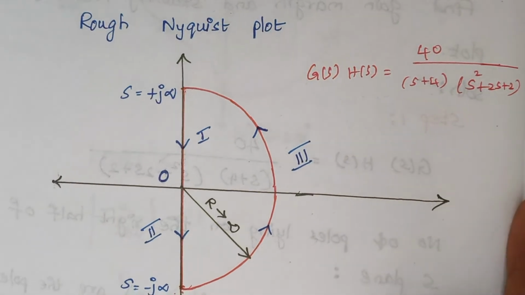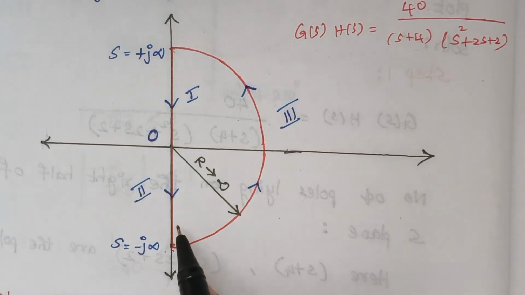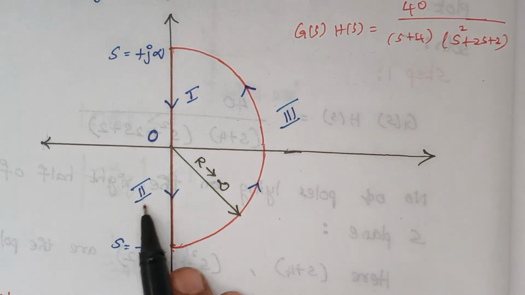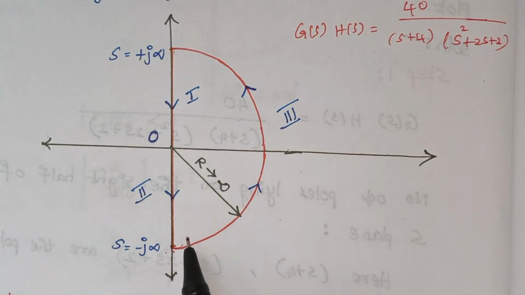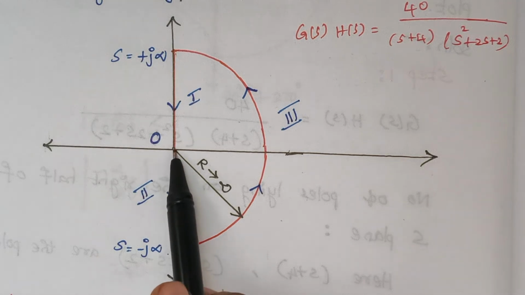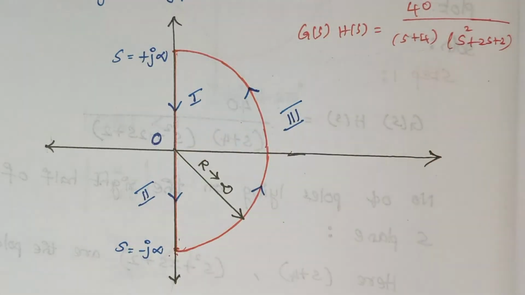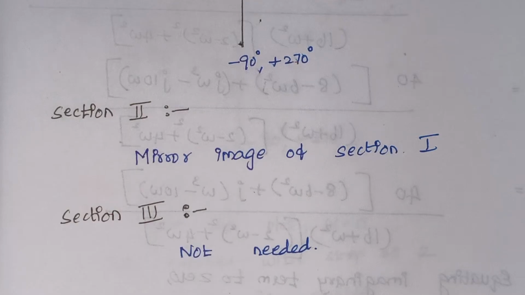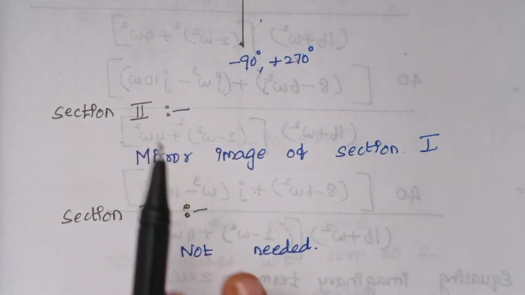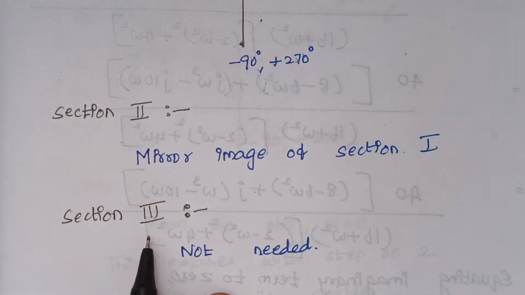So where is our section 2? This is our section 2. When you look carefully, section 2 is nothing but the mirror image of section 1. Do you agree? It starts from infinity and ends at 0. Here it starts at 0 and ends somewhere at infinity. They both resemble each other. They are mirror images of each other. So we can simply write that section 2 is the mirror image of section 1. And section 3, as we all know, starts at infinity and again ends at infinity, so it is not needed.